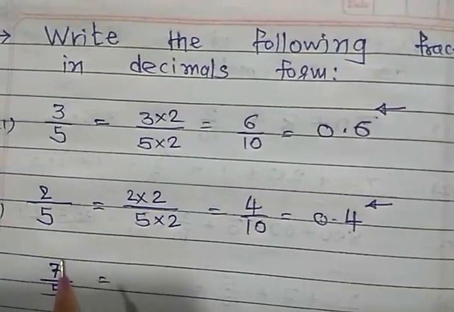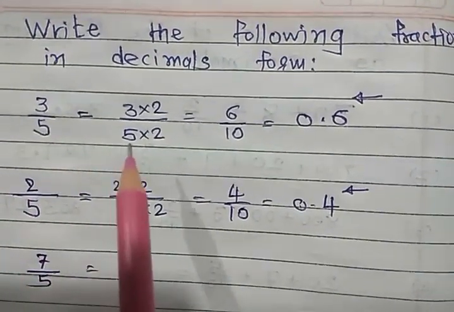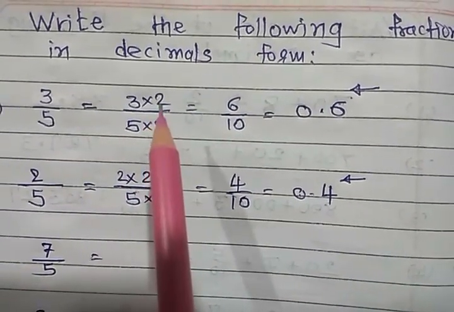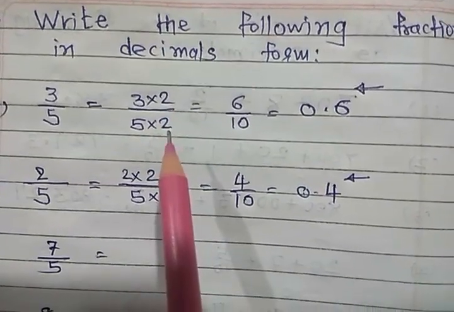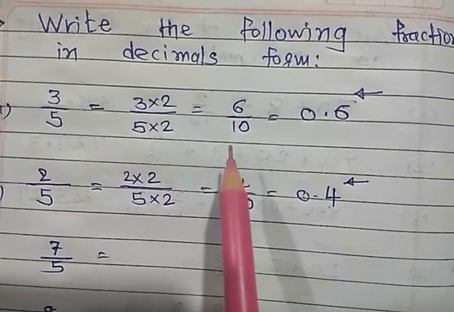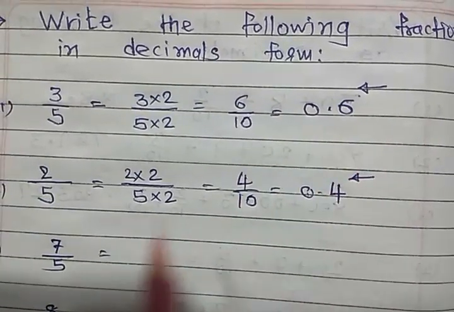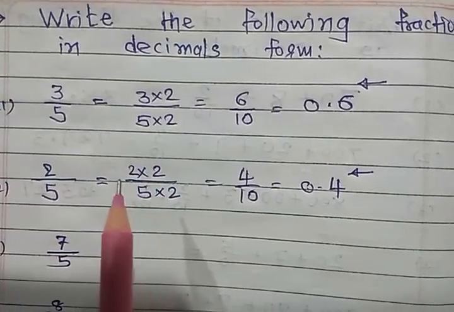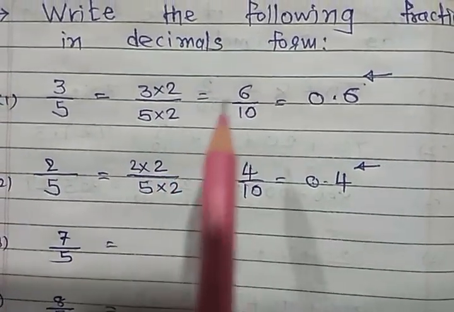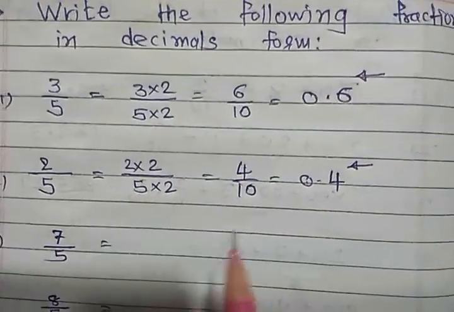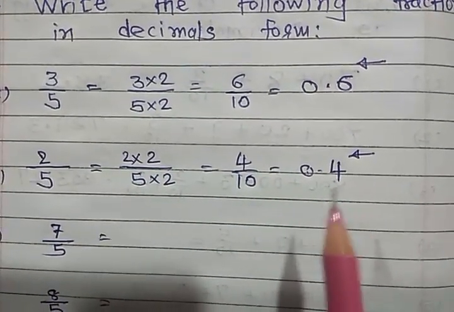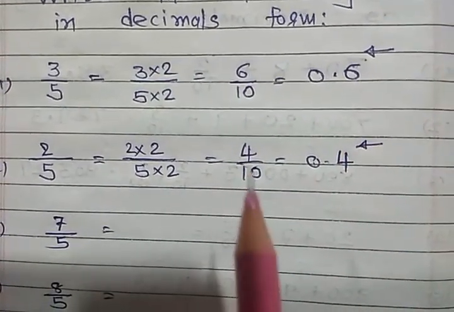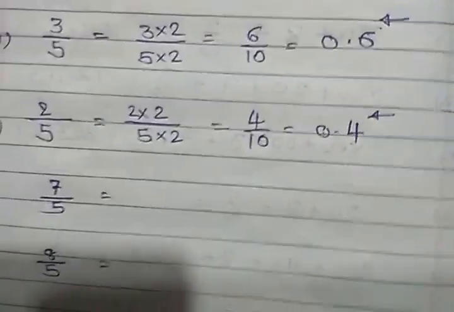So now here 3 upon 5 is there, right? 5 times how many is 10? 5 twos are 10. So we have to multiply and divide by 2 in numerator as well as denominator. 3 twos are 6. 6 upon 10, that is 0.6. Similarly 2 upon 5: 2 into 2, 5 into 2, in this way as we have done above. 4 upon 10, that is 0.4. So 0.6 and 0.4. In this way, students, you can do.